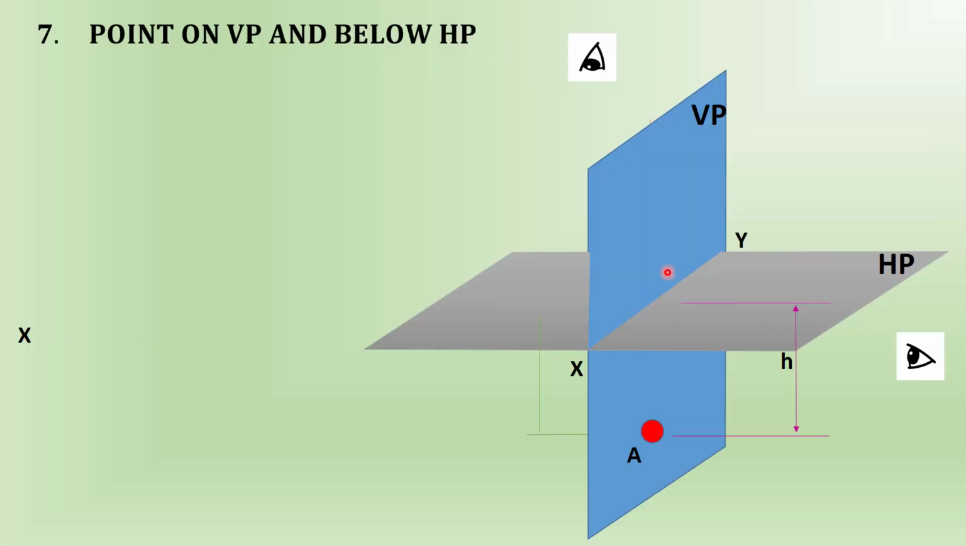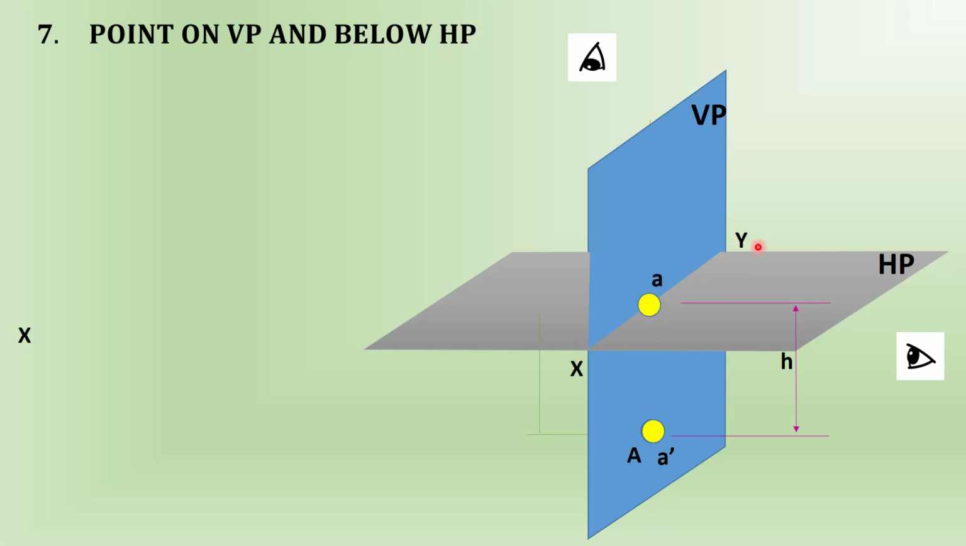Now we will consider a point lying on the vertical plane and below the horizontal plane. So here you can see that the point A is at a distance of h below the horizontal plane. So in this case, when you look from the front, since the point lies on the vertical plane, the elevation also will be on the vertical plane itself. Now when you look from the top, that point appears to lie on the XY line.